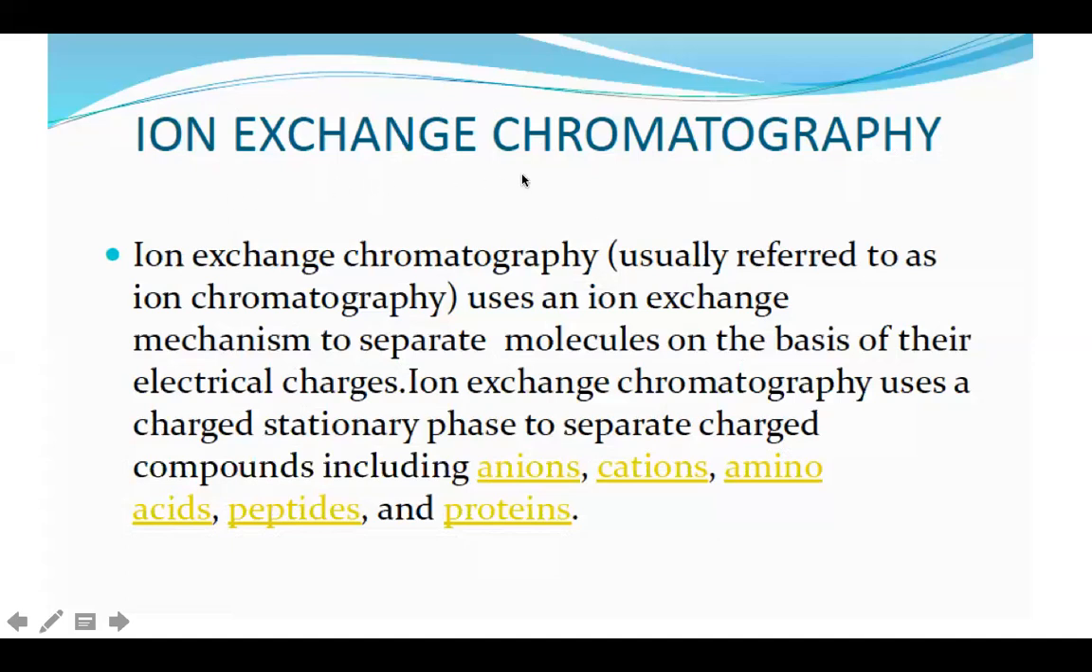chromatographic method is called ion exchange chromatography. Ion exchange chromatography, usually referred to as ion chromatography, uses an ion exchange mechanism to separate molecules on the basis of their electrical charges. So some compounds have electrical charges. So in that case, you use ion exchange chromatography because the exchange of ions between the stationary phase and the compound helps them to separate.